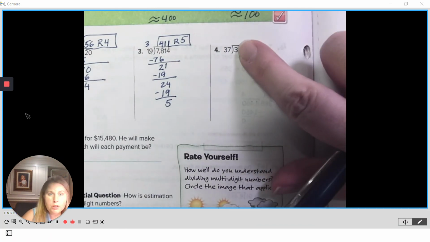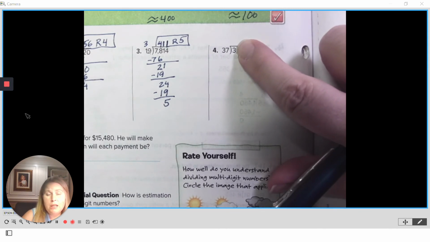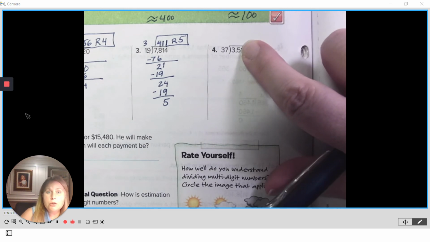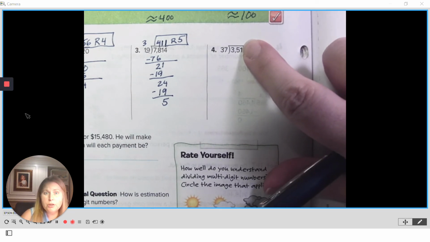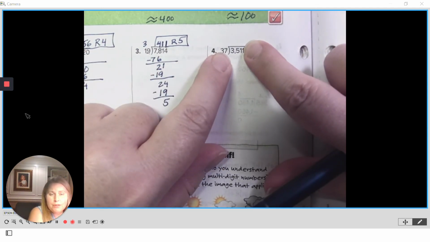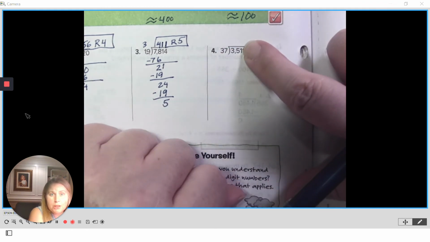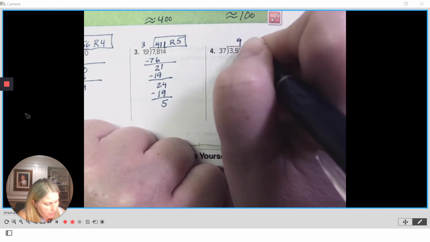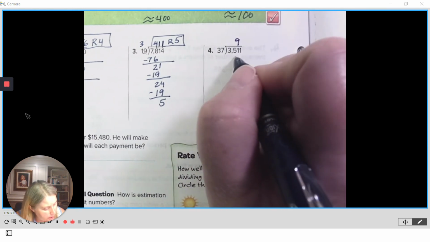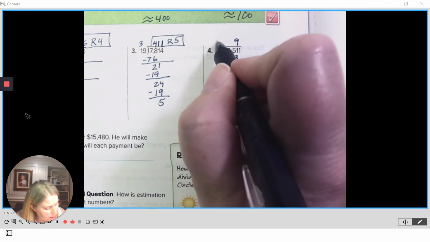So 37, does 37 go into 3? No, so I can't write anything above the 3. Some teachers teach you to put an X there. That's excellent. Does 37 go into 35? Nope, super close though. Okay, so I know this number is going to be larger, like a 9 probably. Does 37 go into 351? Yes. Okay, so I know 37 times 10 would give us 370. Okay, that's just a little bit too big. So I'm going to go ahead and put a 9 there, above that 1. Okay. 9 times 7 is 63. Write the 3, carry the 6.